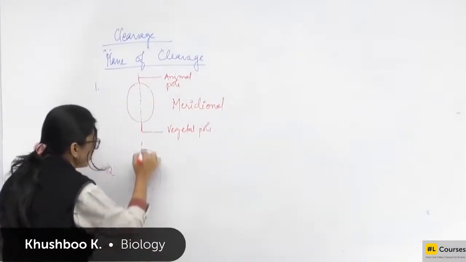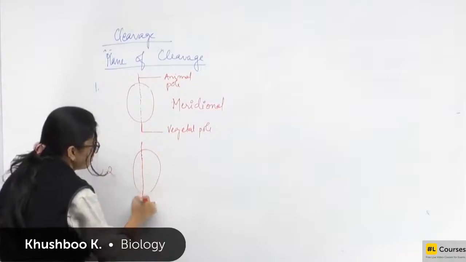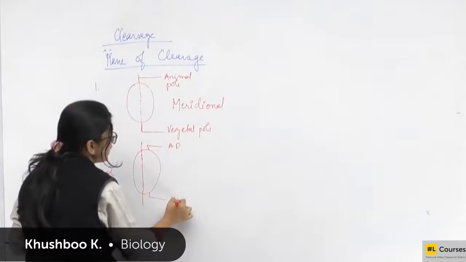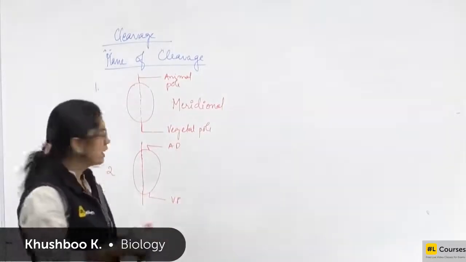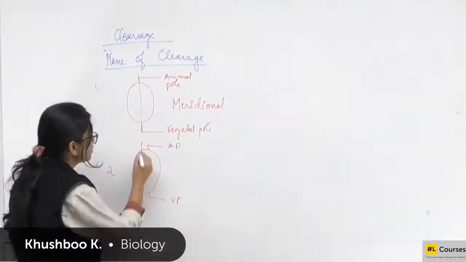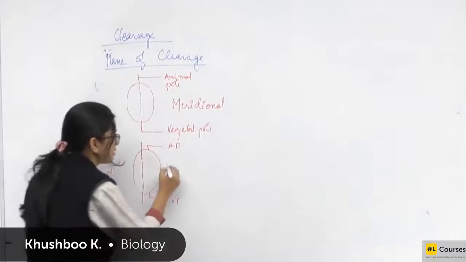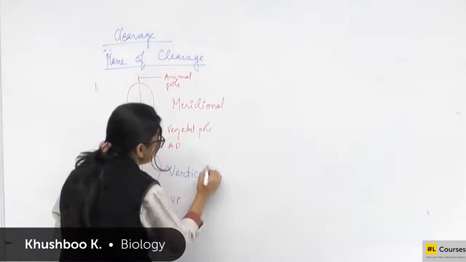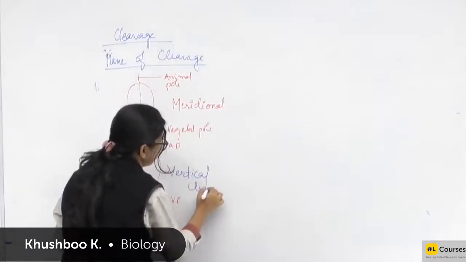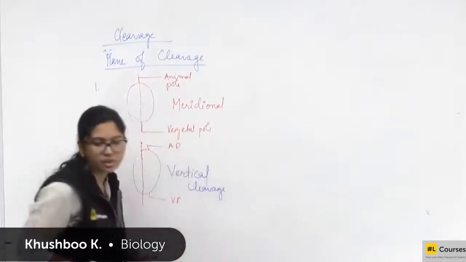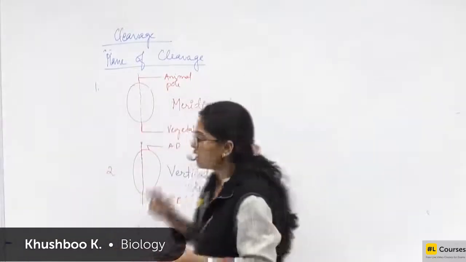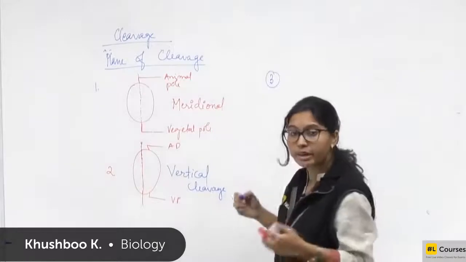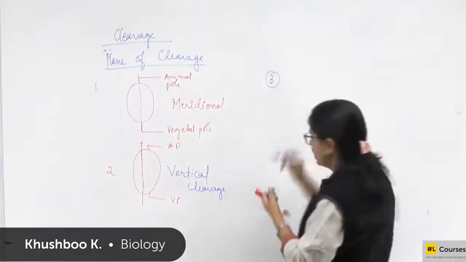Now second is, if in the same case it is going through along the animal pole and vegetal pole, but it is not passing exactly through that, exactly वहाँ से नहीं जा रहा है. So this kind of cleavage, or this plane, is called vertical cleavage. It is vertical cleavage.